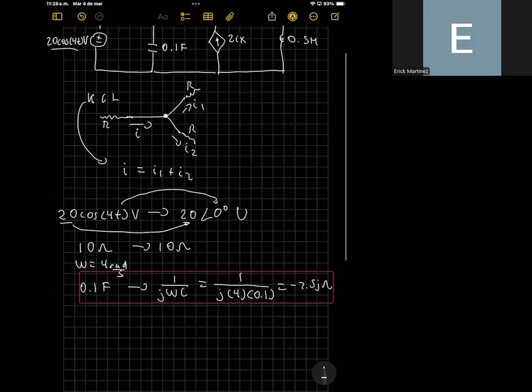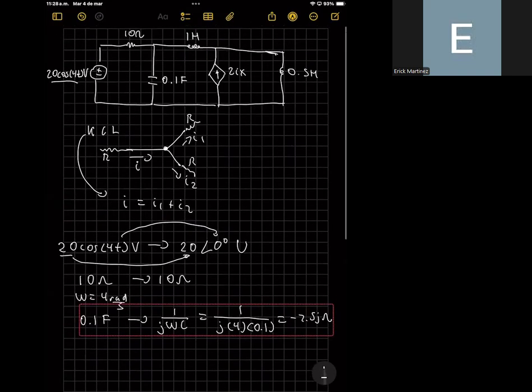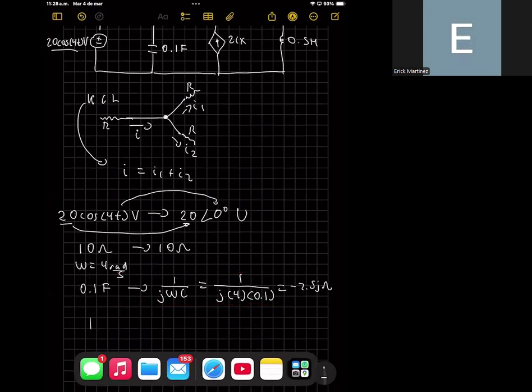We can also obtain the impedance of the inductor. The impedance of the inductor is equal to J times omega times L, that is the inductance value. So we multiply J times omega, that is 4, times 1. And this is equal to 4 J ohms.